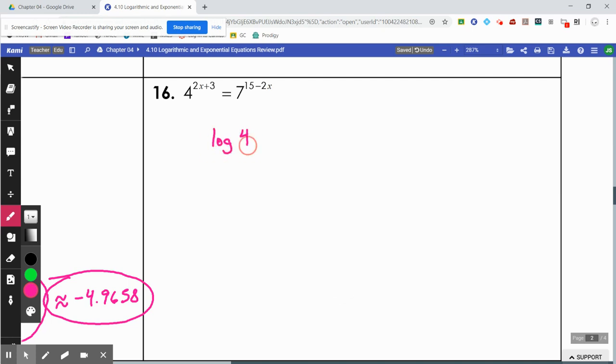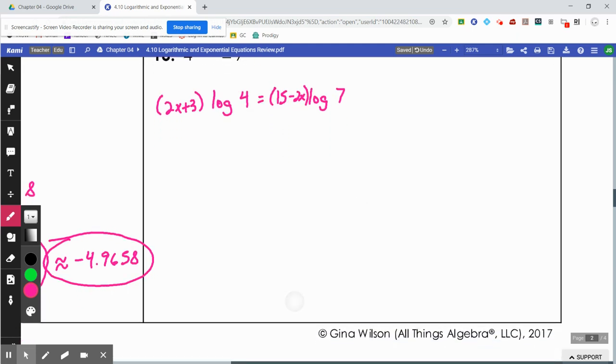And number 16. 4 to a power equals 7 to a power, so let's take the log of both sides. That'd be the log of 4 to a power, and I'm going to go ahead and move that power down front just to save myself a step, equals the log of 7 to a power, and go ahead and move that power down front as well. Distributive property gives you 2x log 4 plus 3 times log 4. And again, you could move the 3 up to an exponent if you want. Equals 15 log 7 minus 2x log 7.